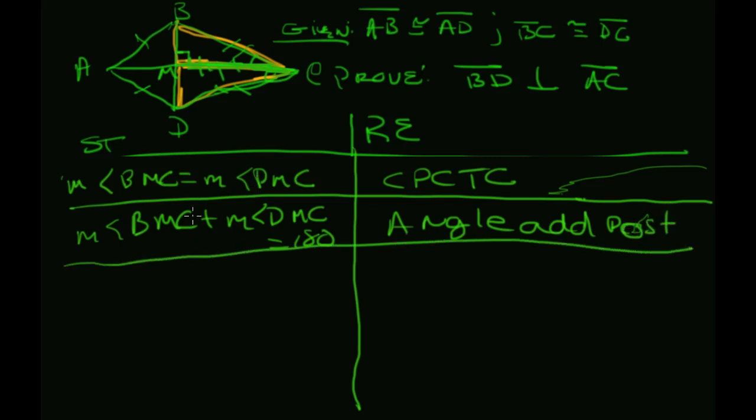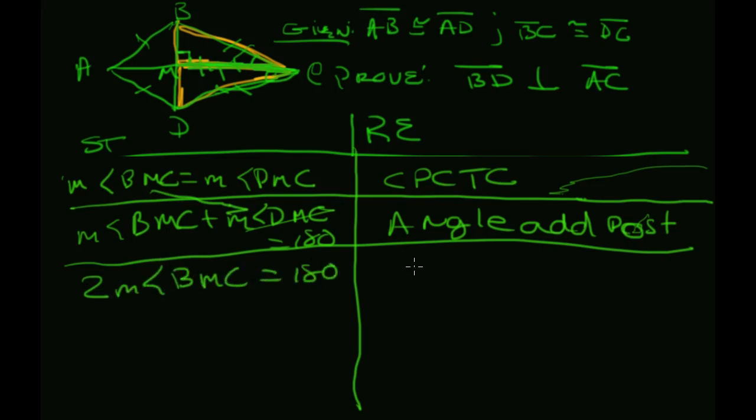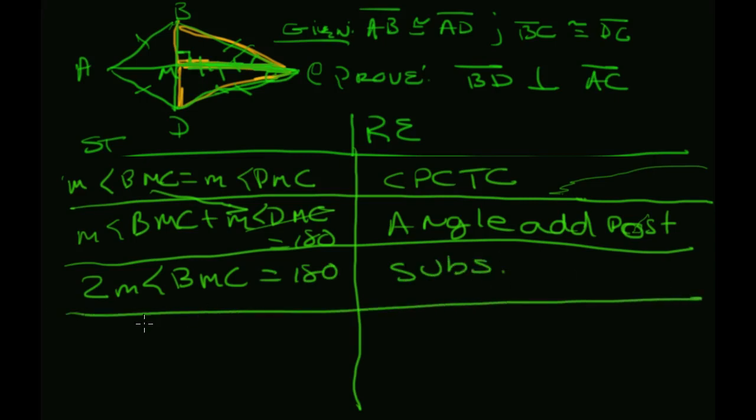Well, if I take out the DMC here and put in a BMC from here, that's going to give me 2 times the measure of angle BMC is equal to 180. I did that by substitution. Divide both sides by 2. I get the measure of angle BMC is 90. That's the division property.